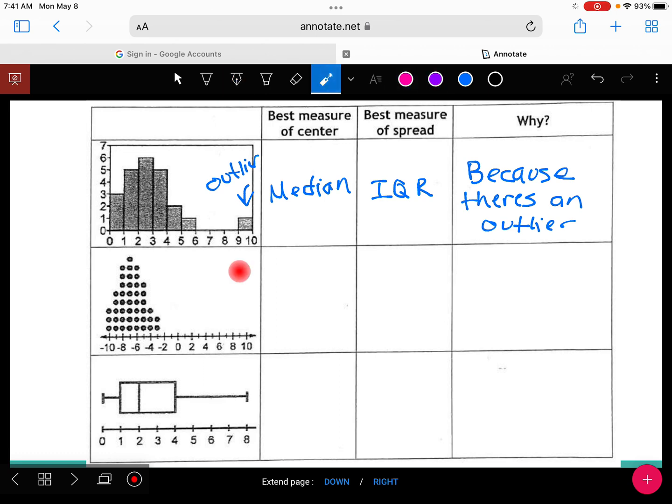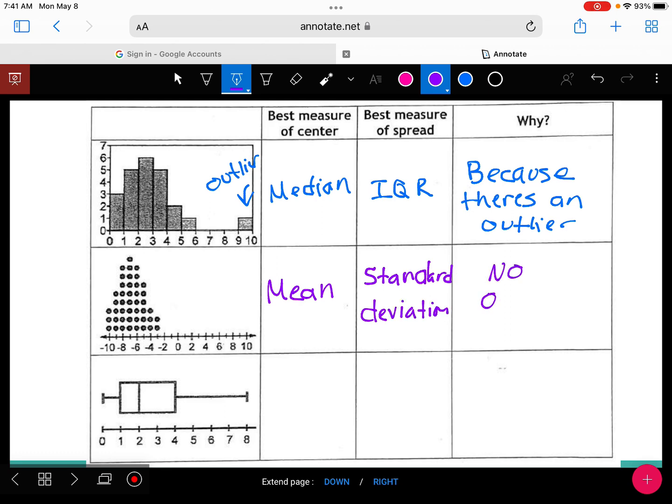On this second one, is there an outlier here? No. So what's going to be our best measure of center? We're going to use the standard deviation, but that's not center. What's our middle? The mean. When I use the mean, we're going to use standard deviation, because there is no outlier.